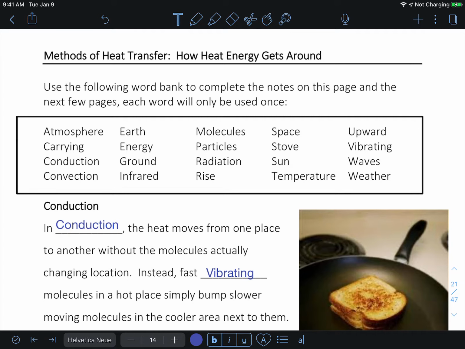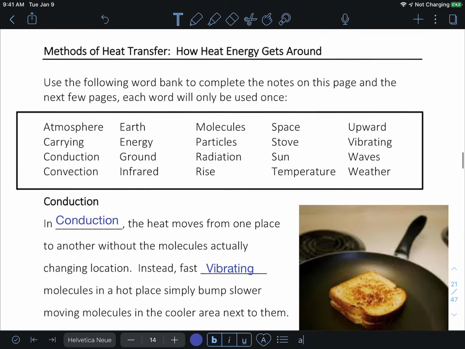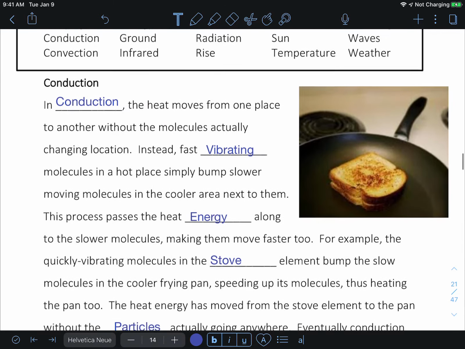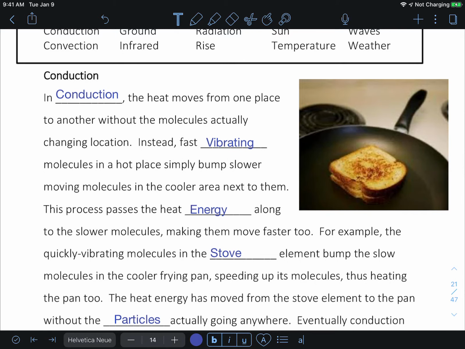So this one is somewhat important in weather, but let's talk about this. So in conduction, this is where heat moves from one place to another without the molecules actually changing location. Instead, fast vibrating molecules in a hot place simply bump into slower moving molecules in a cooler area next to them. This process passes the heat energy along to the slower molecules, making them move faster too.